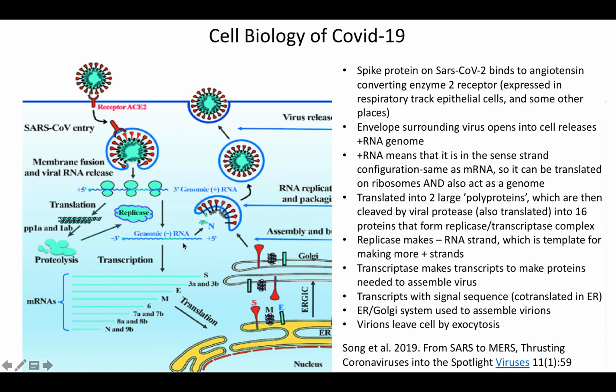And then all this machinery that gets made by your own ribosomes, but coded for by the virus, makes more copies of the virus, and then the virus gets assembled into new copies of the virus called virions.